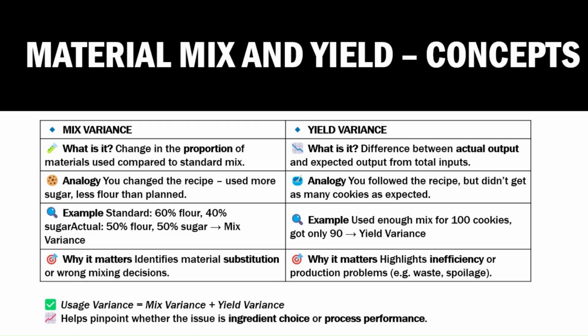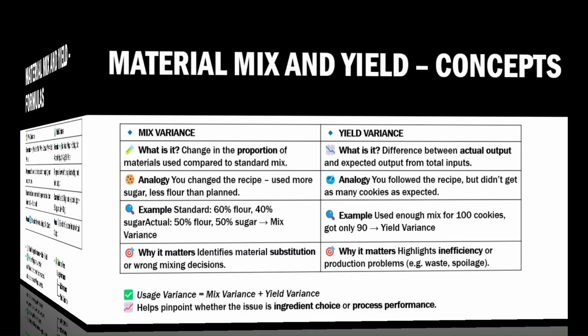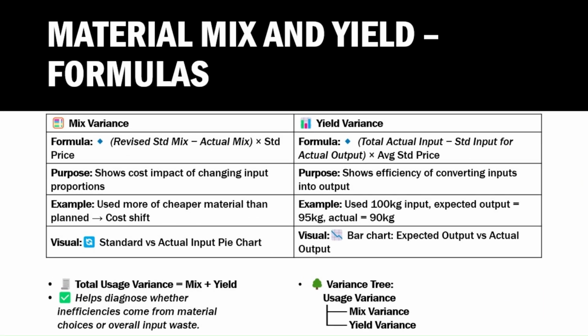The formulas are simple. Total usage variance equals mix variance plus yield variance. Mix variance equals revised standard mix minus actual mix times standard price. Yield variance equals actual input minus standard input for actual output times average standard price.